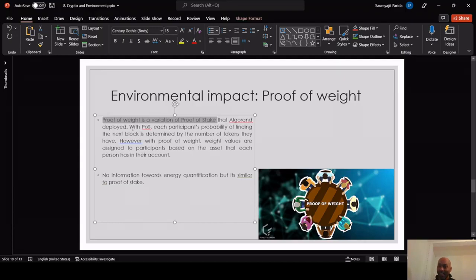What happens exactly in proof of weight? Each participant's probability of finding the next block is determined by the number of tokens, like proof of stake. However, the proof of weight values are assigned to participants based on the assets that the person has in their account. Based on the number of tokens, there is a weight assigned, and that is how things work here. It's similar to proof of stake also, and there is less energy consumed here.